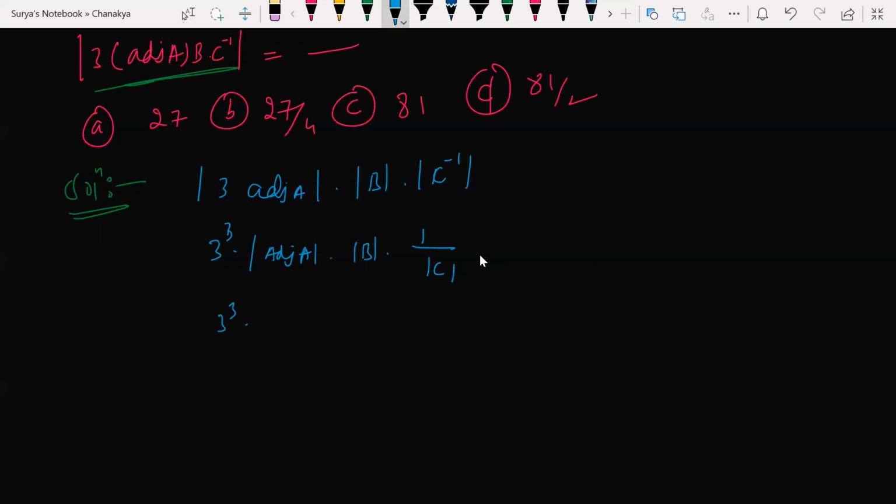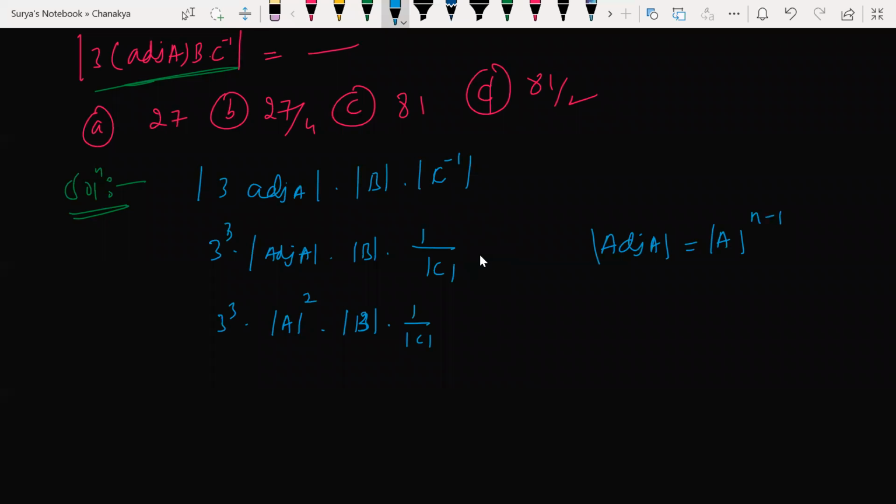We know that determinant of adjoint A can be written as determinant of A to the power of n minus 1. What is n? What is the order? 3. So 3 minus 1 is 2. Determinant of B is given to you, let us write as it is, into 1 by determinant of C.